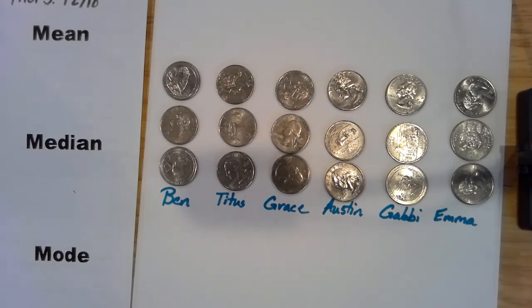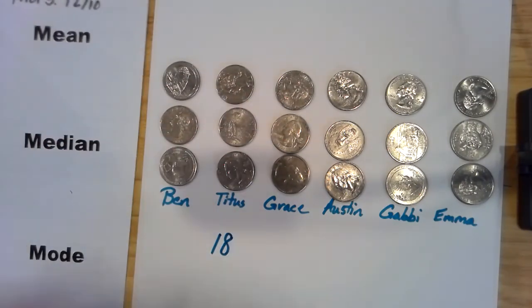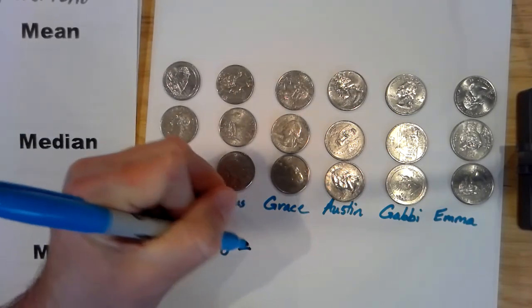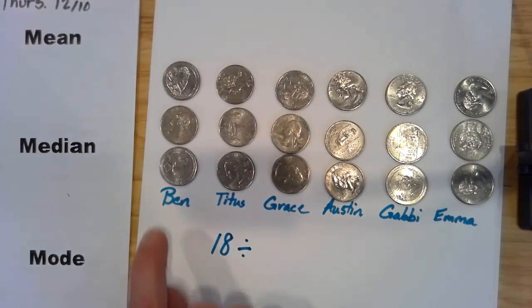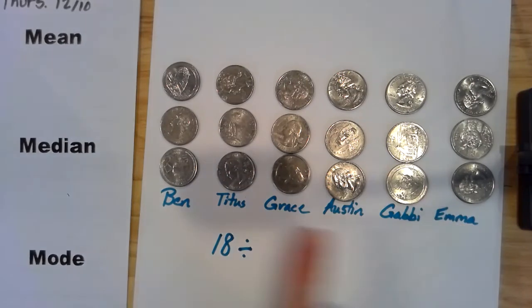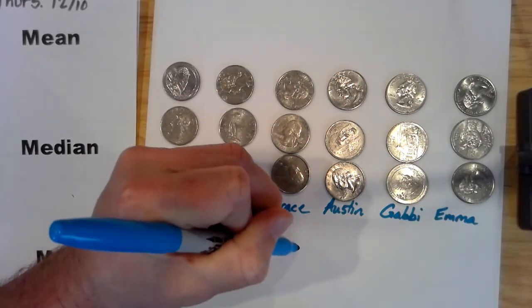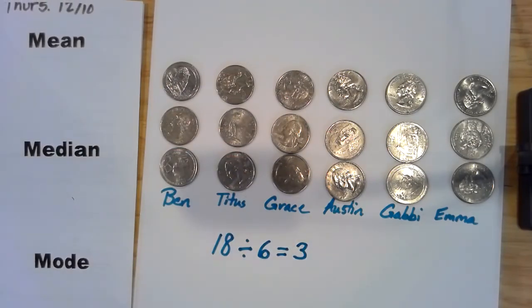Or if we remember from finding the mean or the average, we add it all up and our total was 18 coins. And we divide by the number of pieces of data. We had 6 people. Even though Emma didn't watch any YouTube videos, she's still part of the data set. So we still have to include her. So there's 6 people. So if I divide by 6, my mean or average is going to be 3, which is what we got here when we were using our quarters for manipulative.